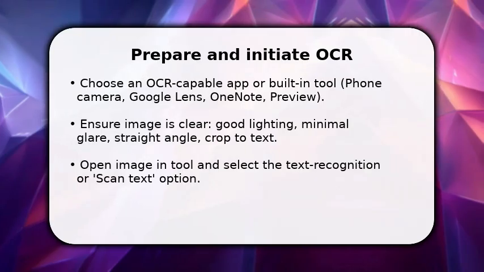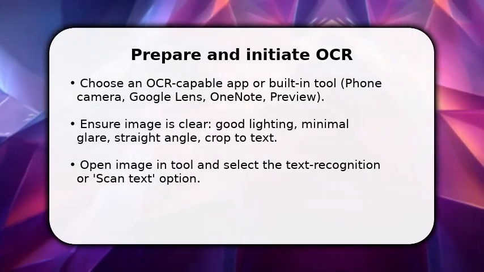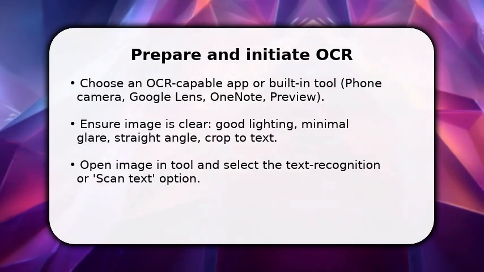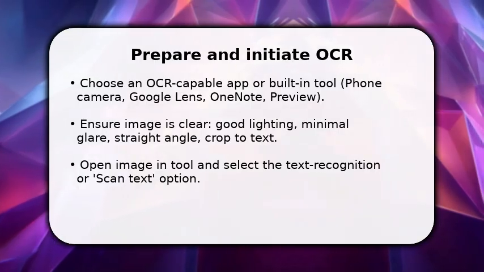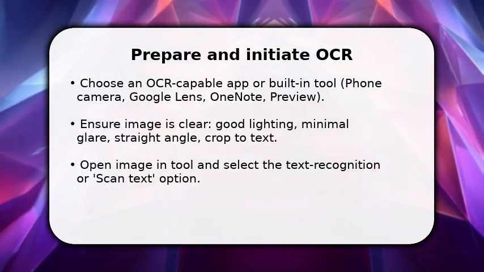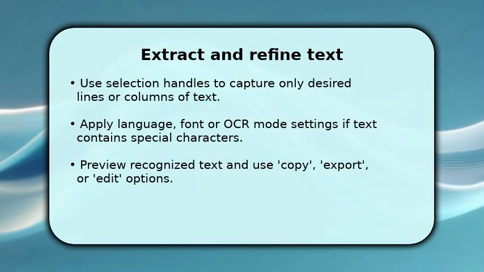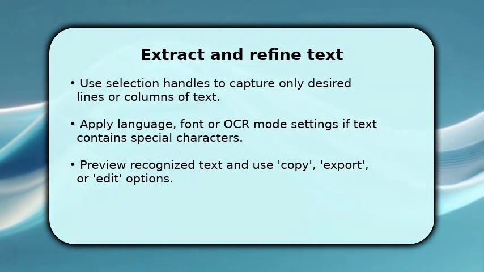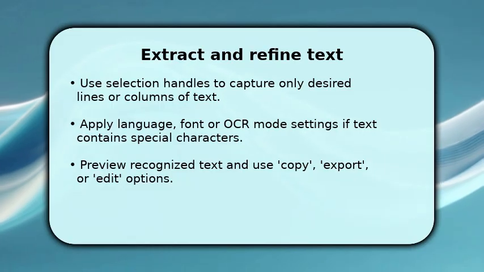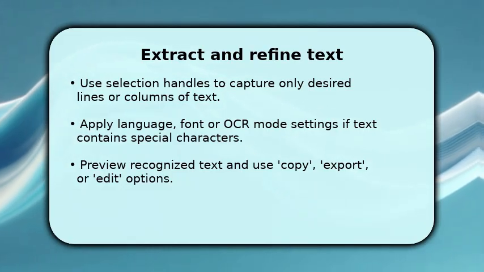You'll see the tool highlight lines. This is the app identifying characters. Follow prompts to switch language or recognition mode if available, because that optimizes results for specialized fonts or non-English text. You now refine the selection so you copy only the text you want. Drag selection handles around specific lines, columns, or blocks.